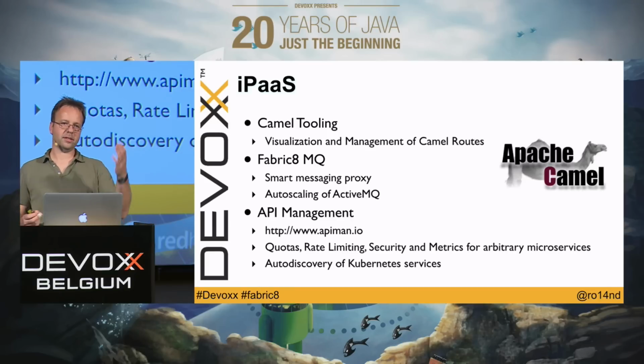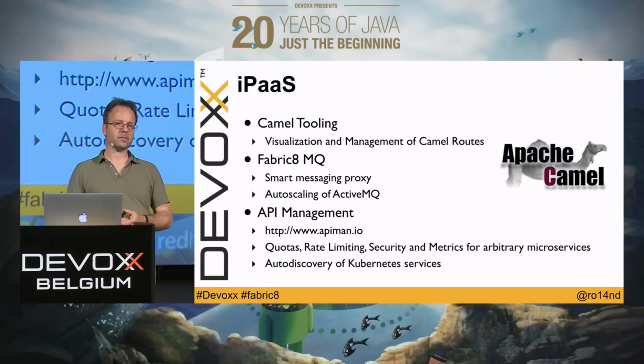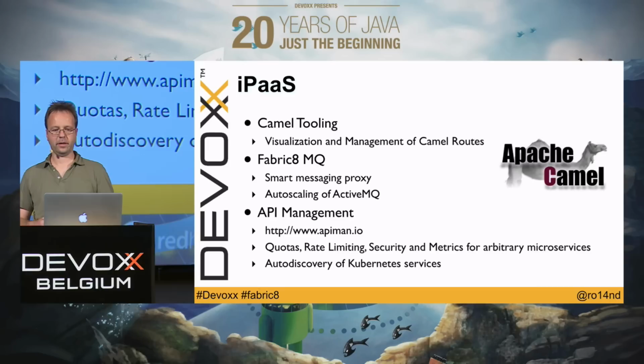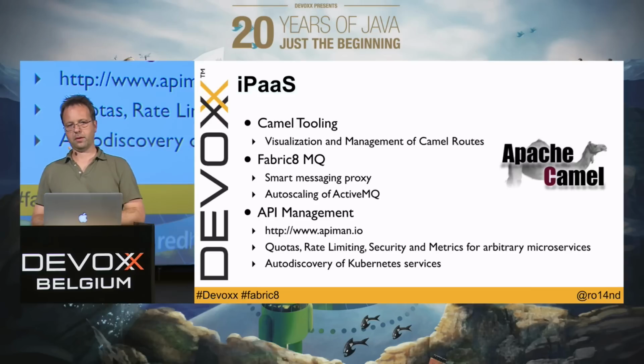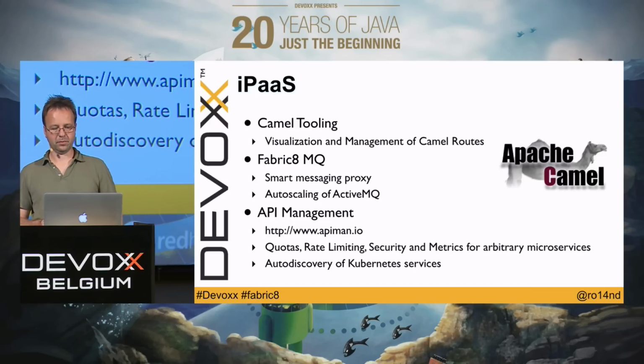So you can select your Kubernetes service and say, okay, I want to apply a certain plan. It's called in API Man, that you say, okay, I want this quota, this service only is consumed with 1,000 requests per minute or so.